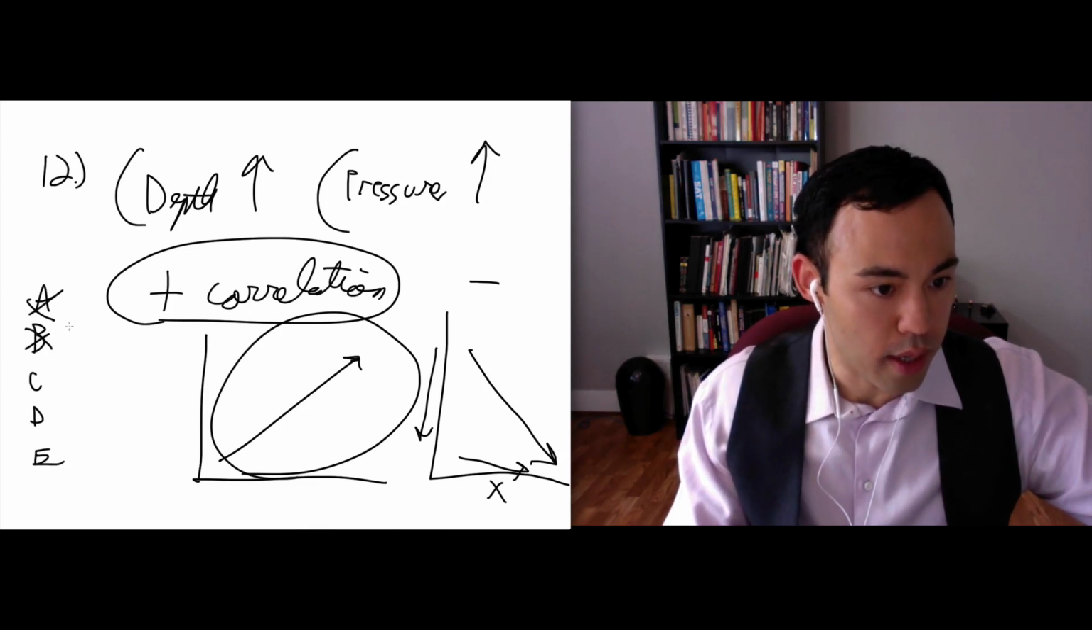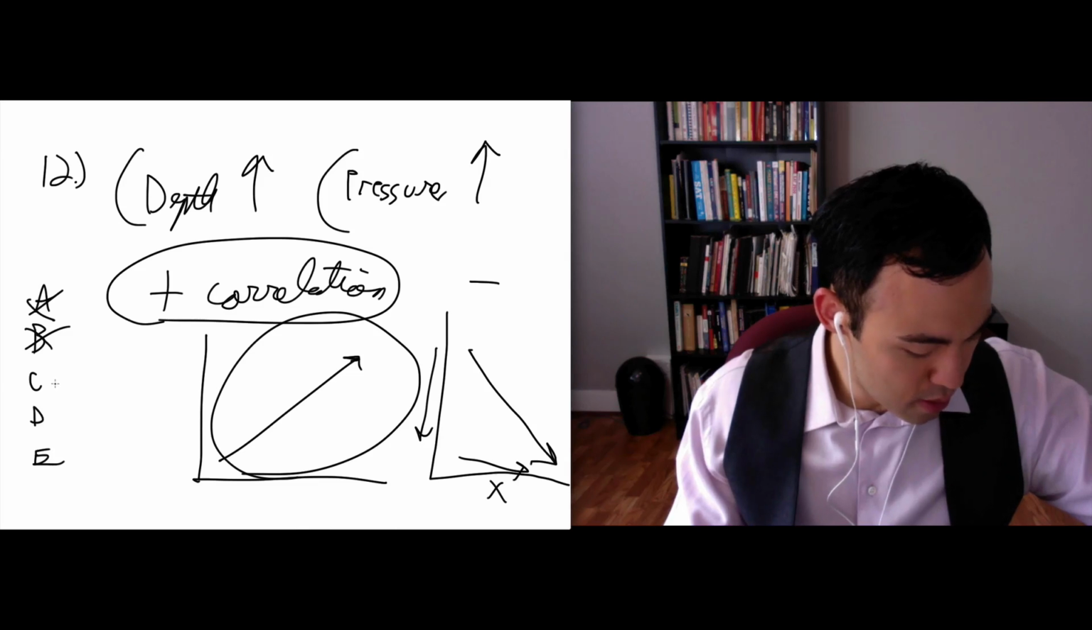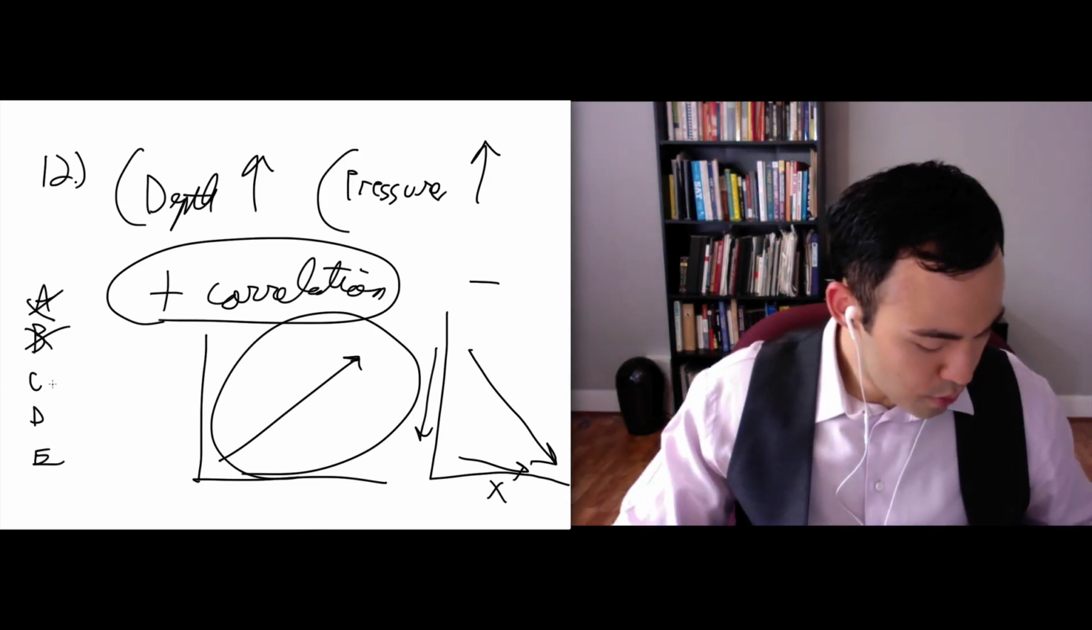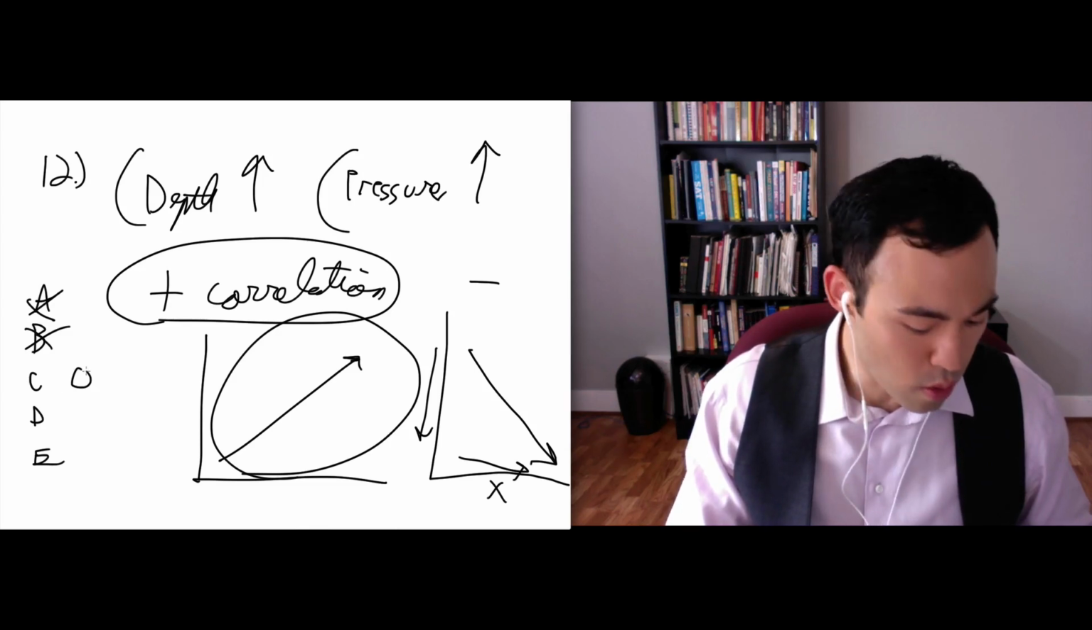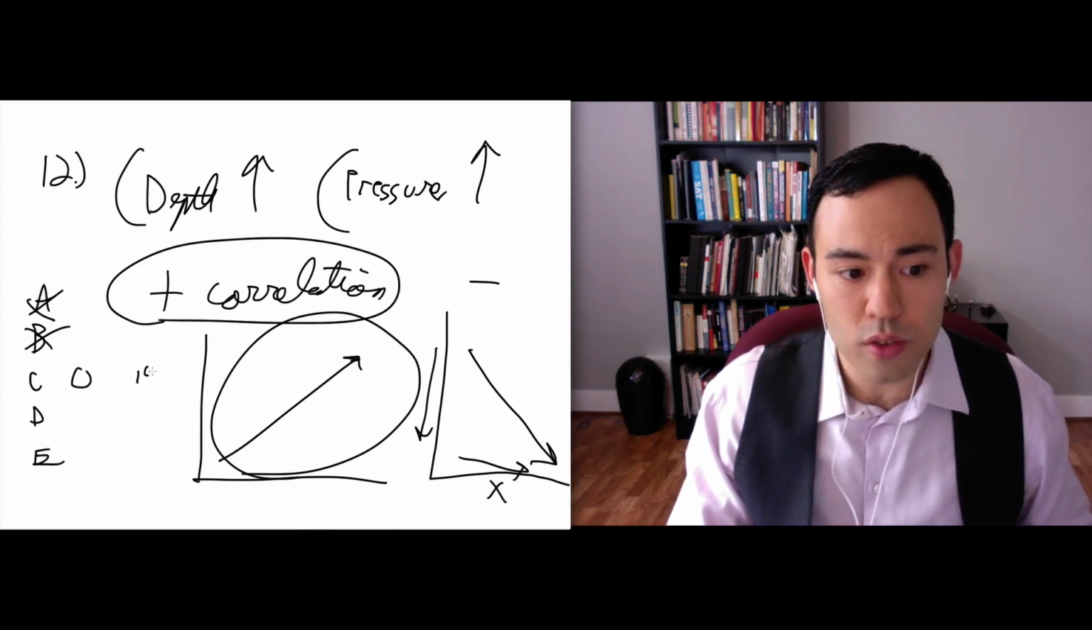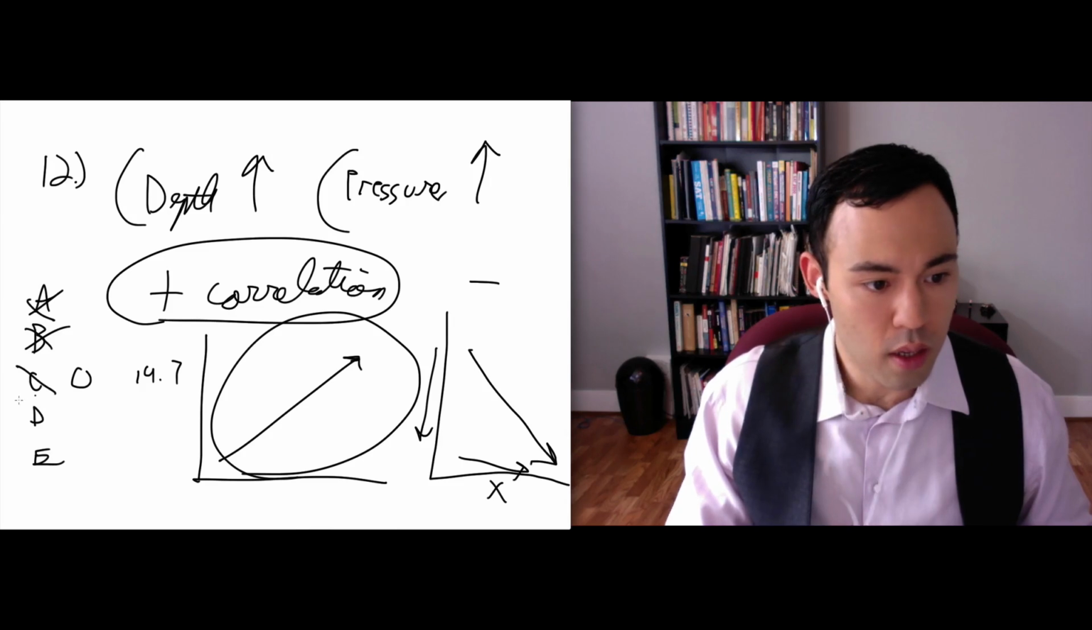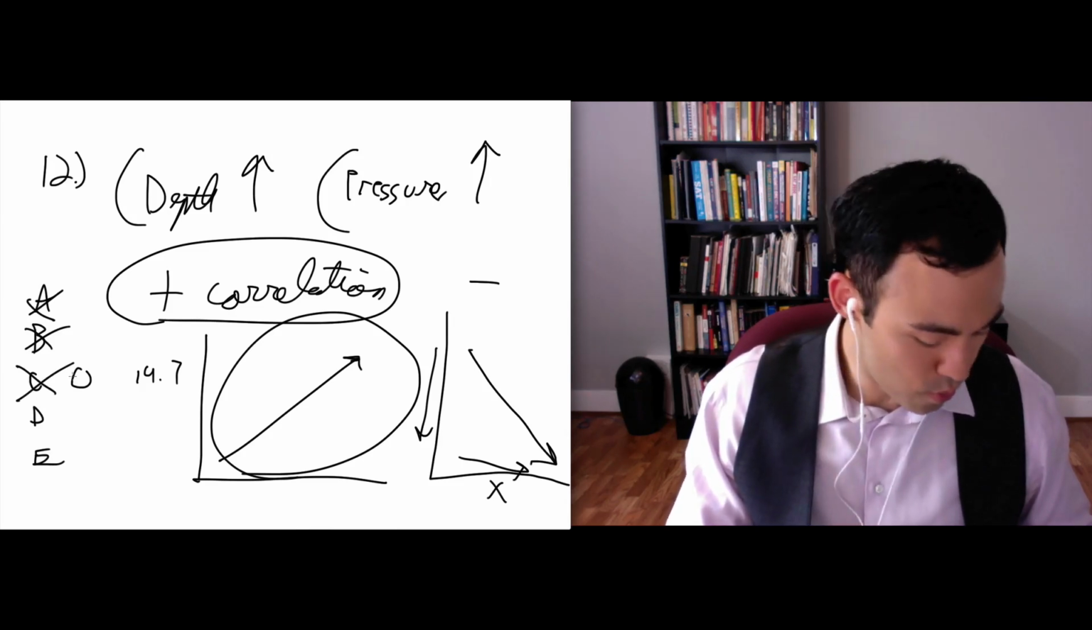A and B are right out. Now let's look at C, D, and E. So for C, they have the pressure starting at 0, but from the graph we see that the pressure starts at 14.7. So we can go ahead and knock that out.